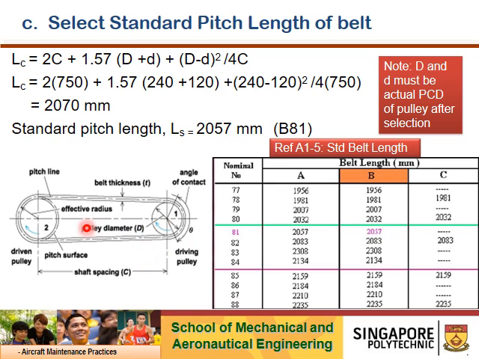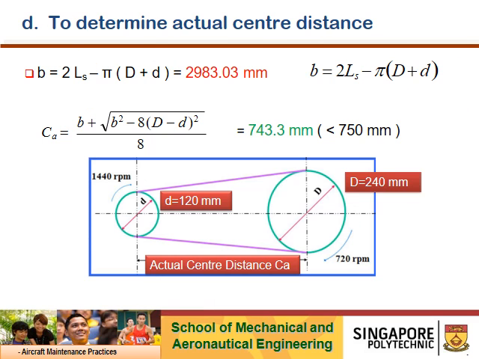So why do I do that? This is to ensure that I fulfill the center distance of less than 750 and closest. So let's move to the next slide to talk about the calculation of the actual center distance. What's my actual center distance after I selected the 2057 mm belt 81?